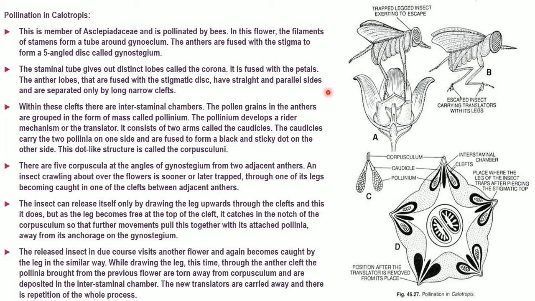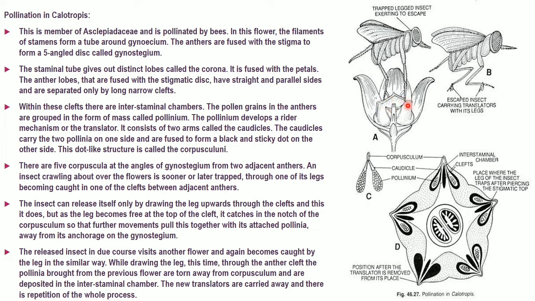Actually I had downloaded this picture. Here the flower structure is a little bit peculiar. You can see the stigma, actually this is the stigma. And the filaments of the stamens form a tube around the gynoecium.